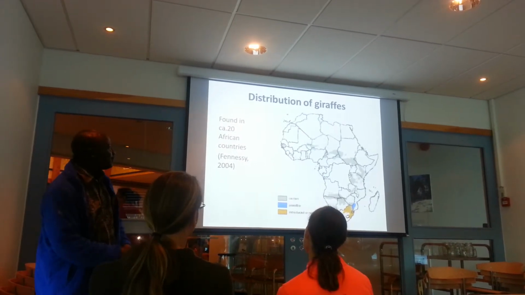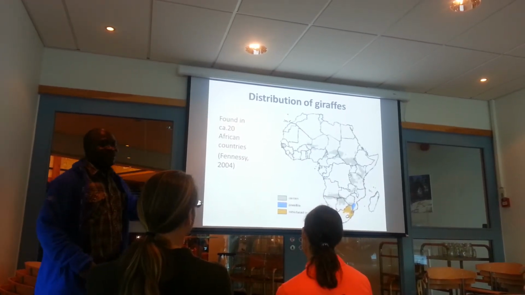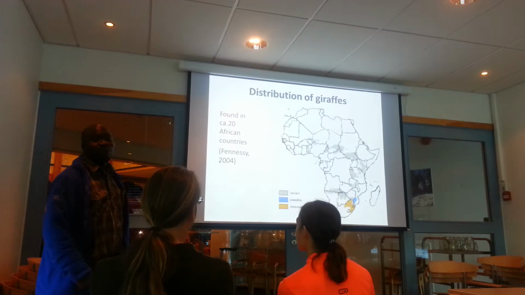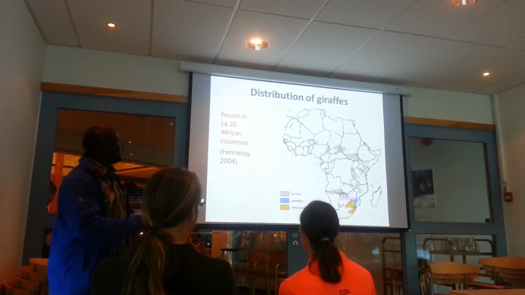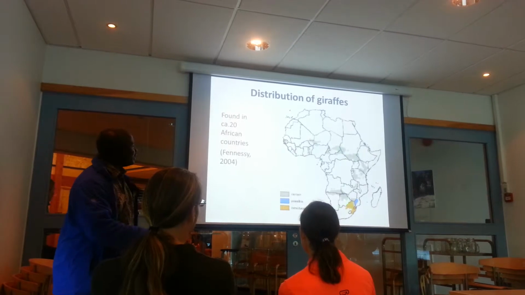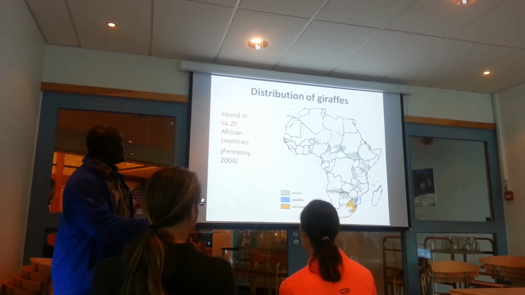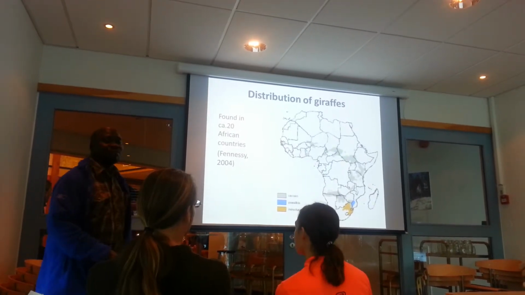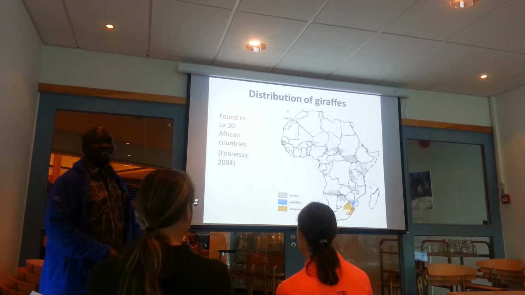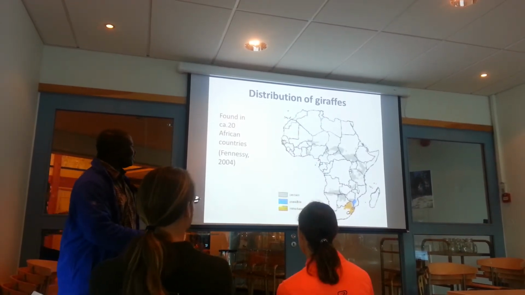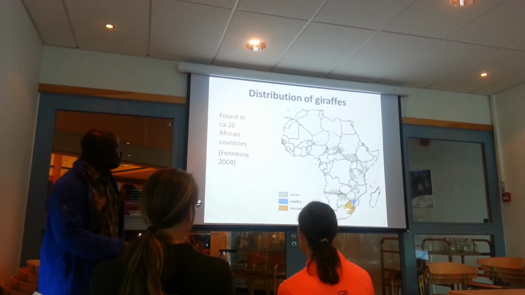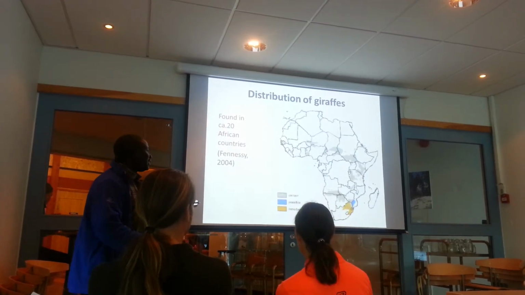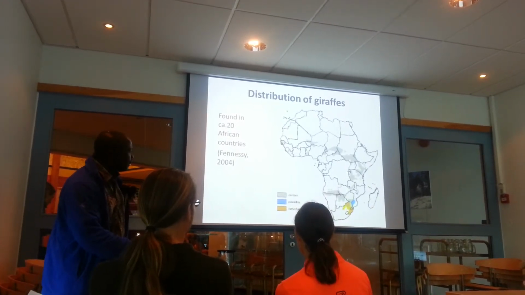Okay, how are they distributed? You can see they are found in many countries in Africa. I counted and came out with about 20 African countries. You see from West Africa going down to South Africa. Where you see these dark colors, this is exactly where this giraffe can be found. They have been confirmed to be there. In some places where there is blue, possibly they might be there. And this yellowish, they are introduced, especially in South Africa.